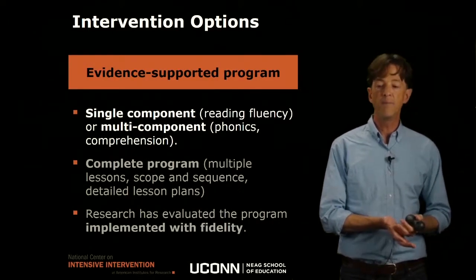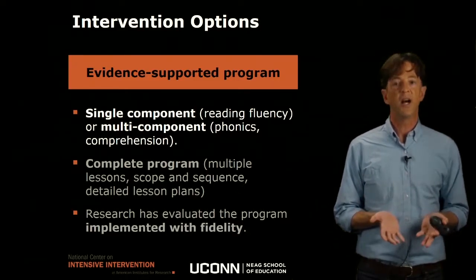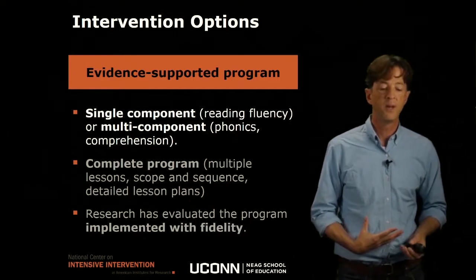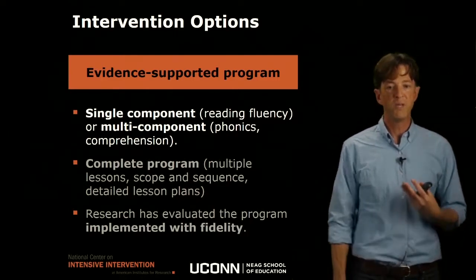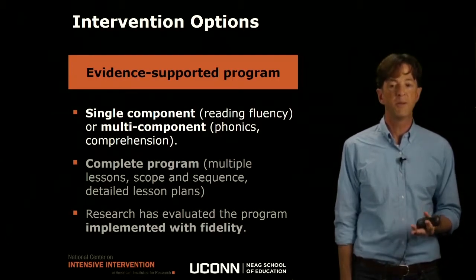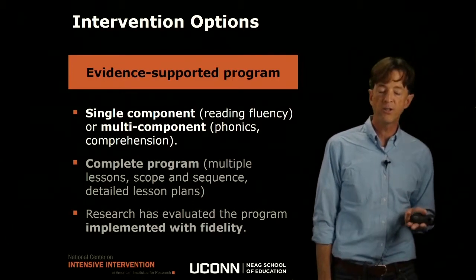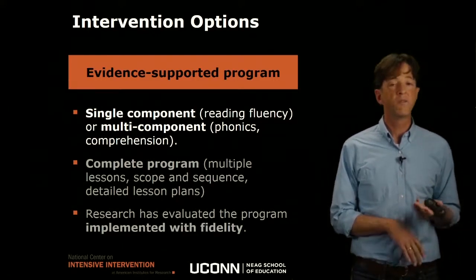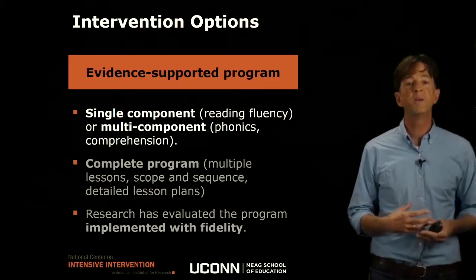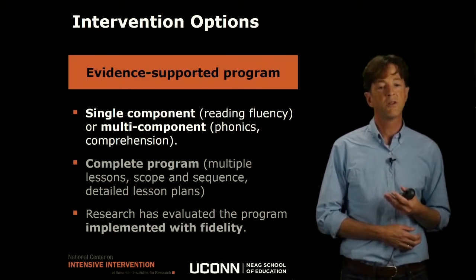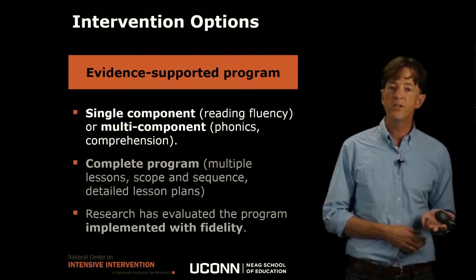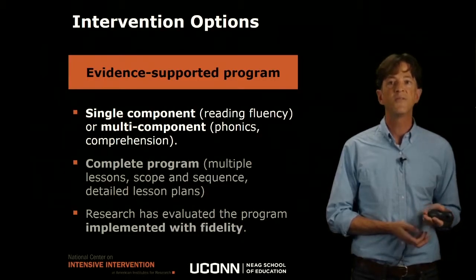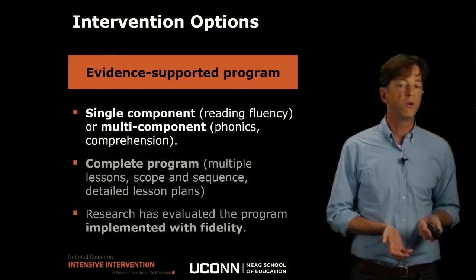I'm going to go through and talk about each one of these and give some examples. So the first type of intervention option that we've been talking about is an evidence-supported program. And again, that's the kind of place that we're sort of starting from. That would be our choice if that was something that was available. One characteristic of evidence-based programs is they can focus on a single component like reading fluency or phonemic awareness, or they could be multi-component. They can include an emphasis on, say, phonics and comprehension, or fluency and vocabulary. We find programs that have a different emphasis can be single component or multi-component.